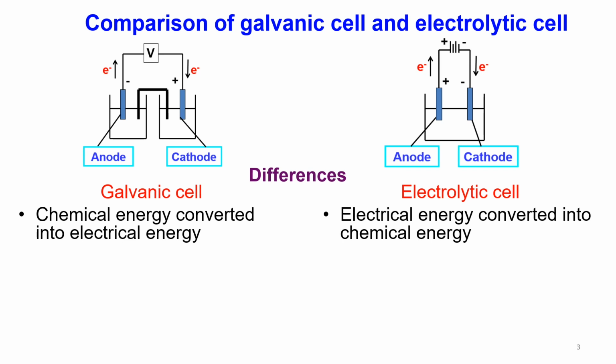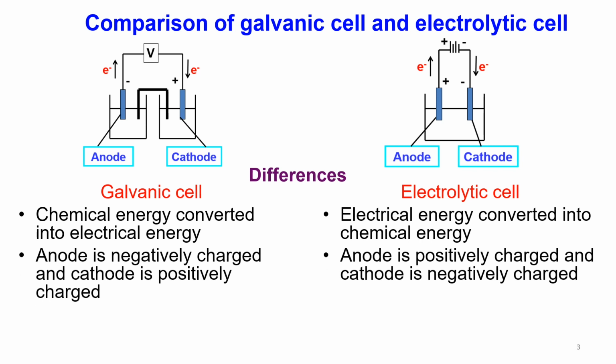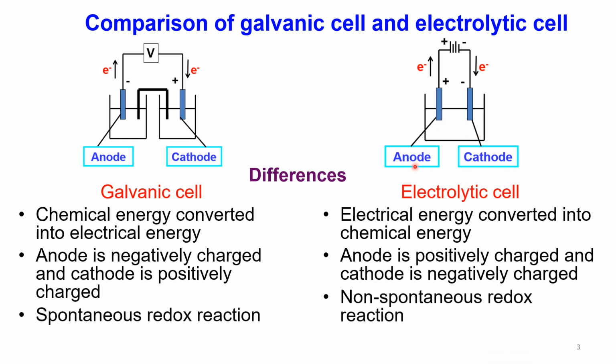Next difference is that anode is negatively charged and cathode is positively charged in a galvanic cell, while anode is positively charged and cathode is negatively charged in an electrolytic cell. So a galvanic cell has a spontaneous redox reaction, while an electrolytic cell has a non-spontaneous redox reaction.